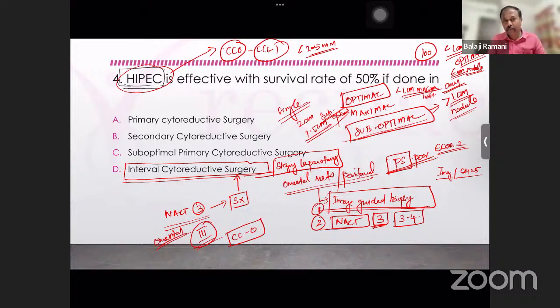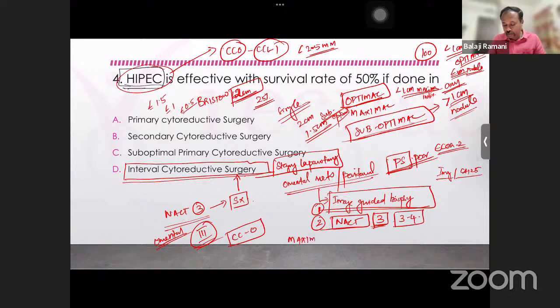This definition of optimal has been changing over time. Bristow et al. started this initially. They said that for each 1 centimeter reduction, there is a 25% improvement in overall survival. So optimal initially started with 2 centimeters: the maximum size of the deposit should be less than or equal to 2 centimeters. Then they made it less than or equal to 1.5, then less than or equal to 1, then less than or equal to 0.5. And currently it stands at maximal cytoreduction.